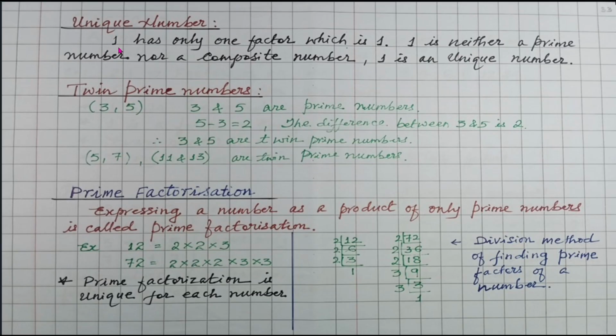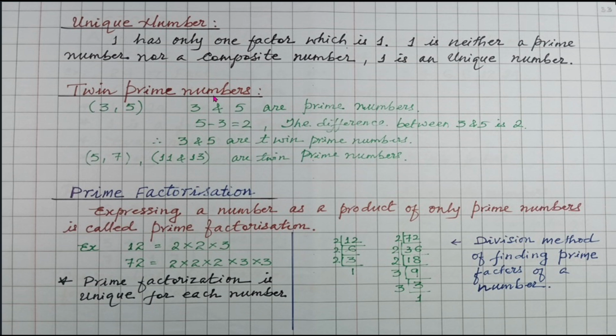Now, proceeding further, let us talk about 1. If you observe, 1 has only 1 factor, and that is 1 itself. So 1 is neither a prime number nor a composite number. 1 has 1 factor, it does not have 2 factors, therefore it is not a prime number. It has only 1 factor, therefore it is not a composite number. Then what is 1? 1 is a unique number. Therefore we call 1 a unique number because it has only 1 factor. It is neither composite nor a prime number.